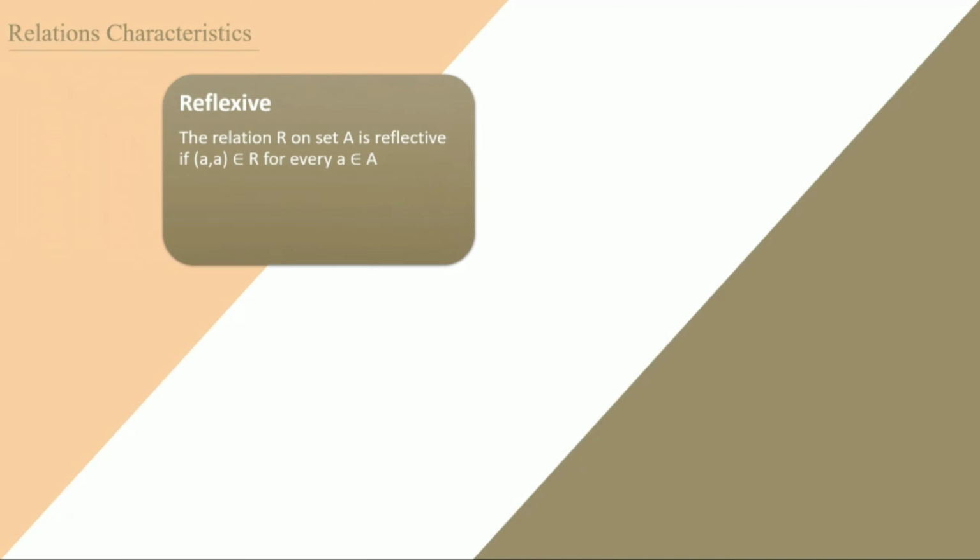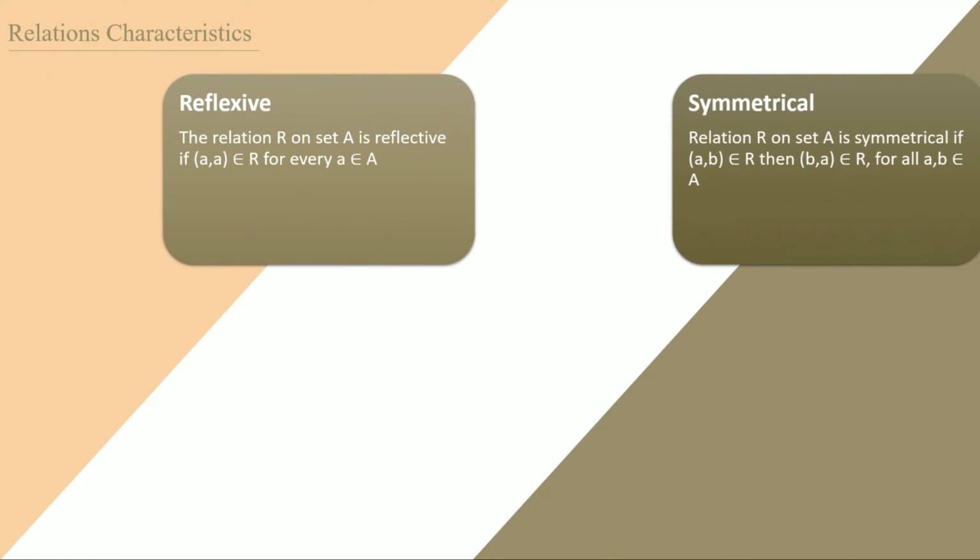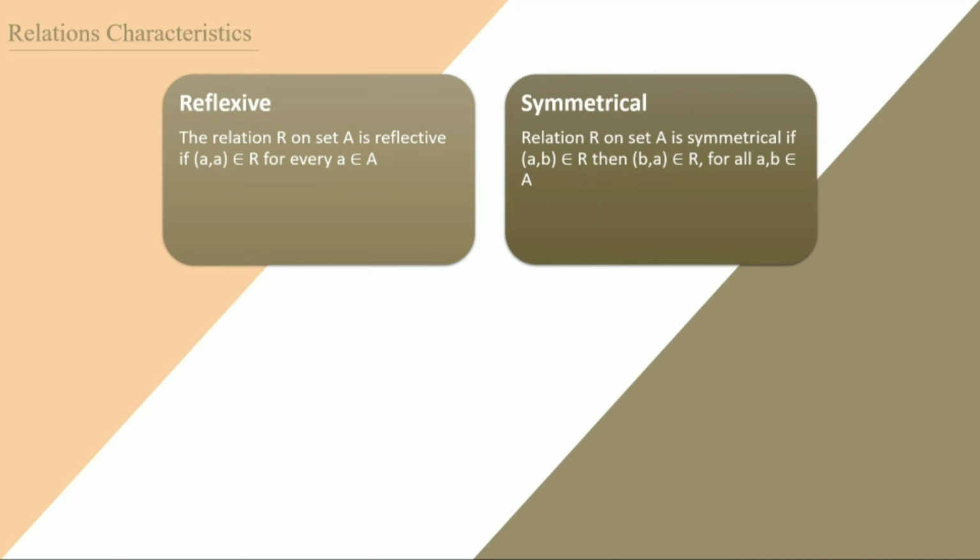Next are relation characteristics. First, reflexive. A relation R on set A is reflexive if (a, a) is an element of R for every a in set A. Second, symmetric. A relation R on set A is symmetric if (a, b) is an element of R, then (b, a) is an element of R for all a, b in set A.